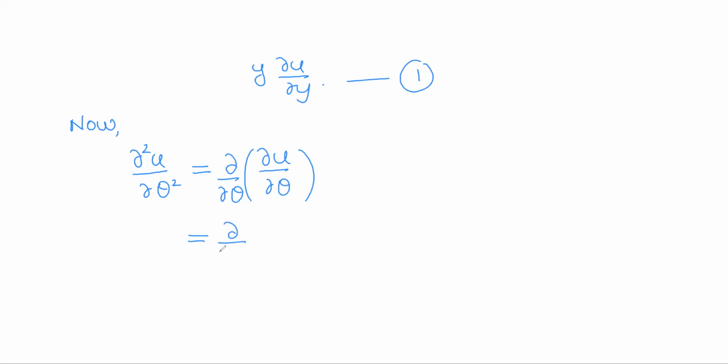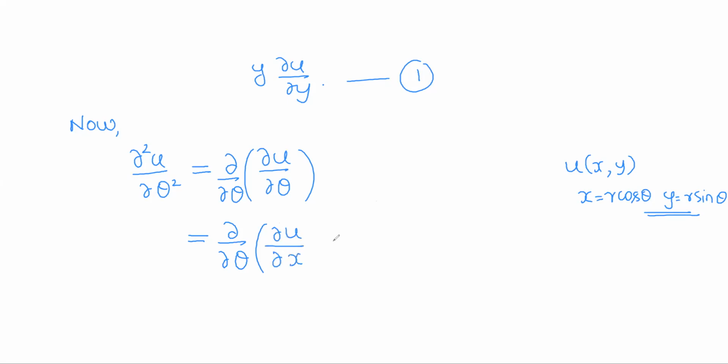So ∂/∂θ of ∂u/∂θ. We need differentiation of u with respect to θ partially. Once again, you can observe u is basically a function of x and y, and x and y are functions of r and θ. So we have to apply the chain rule. First differentiate u with respect to x and y, then x and y with respect to r and θ. So ∂u/∂θ equals ∂u/∂x into ∂x/∂θ plus ∂u/∂y into ∂y/∂θ.